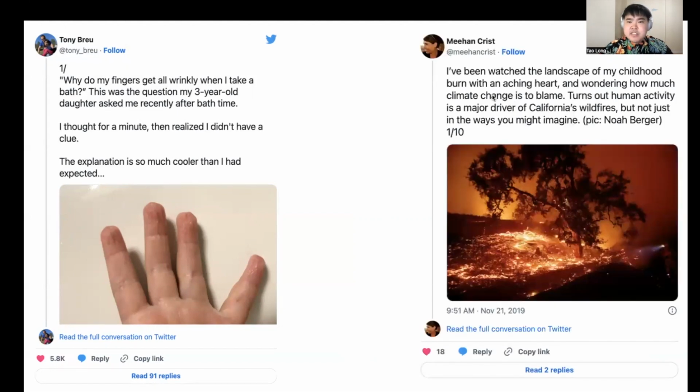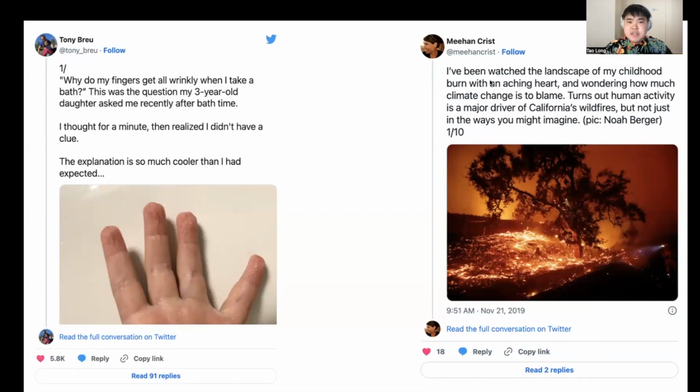Then the second example is talking about California wildfires. The author says, I have been watching the landscape of my childhood burn with an aching heart, and wondering how much climate change is to blame. Turns out, human activity is a major driver of California's wildfires, but not just in the ways that you might imagine. Then it goes with the wildfire photograph.